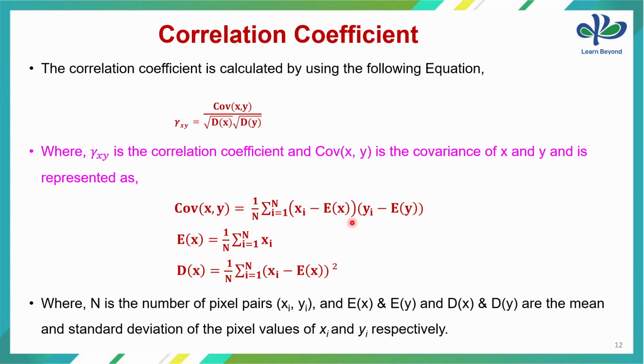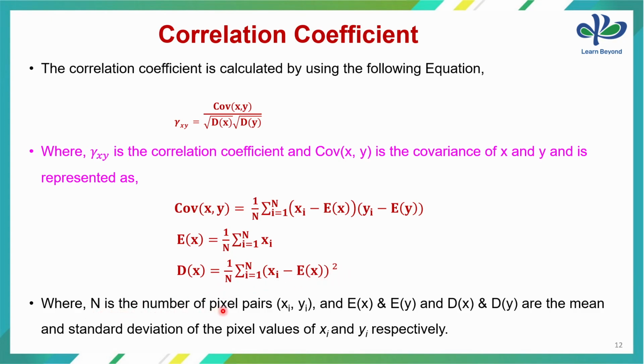and we can calculate both E of x and E of y by using this formula, that is E of x is equal to 1 by n into summation of i equal to 1 to n xi, and similarly E of y is equal to 1 divided by n into summation of i equal to 1 to n yi, and subsequently we can calculate both D of x and D of y, like D of x is equal to 1 divided by n into summation of i equal to 1 to n, xi minus E of x power 2, and similarly we can calculate D of y is equal to 1 by n into summation of i equal to 1 to n, yi minus E of y power 2.